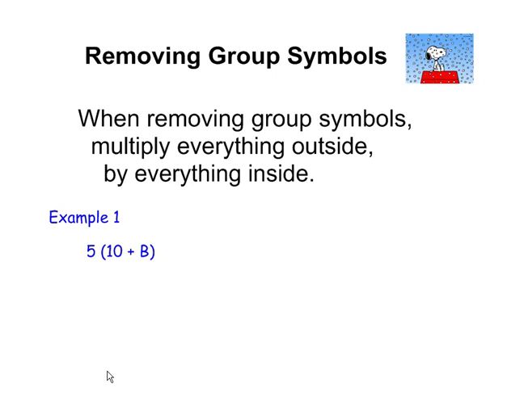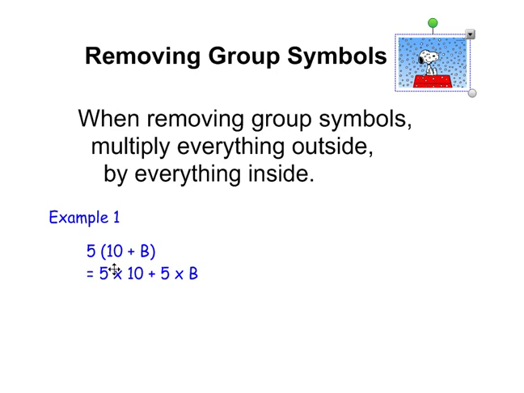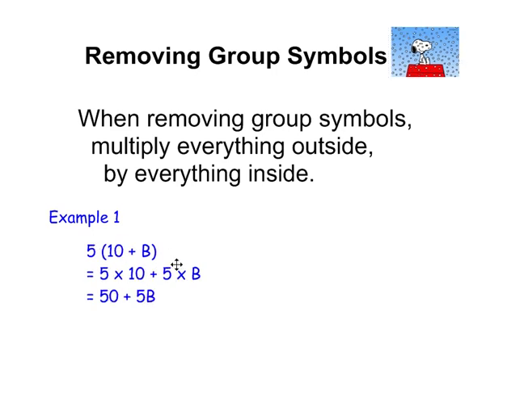So, removing grouping symbols. When removing grouping symbols, we always have to multiply everything that's outside by everything that's inside. So here's our little grouping symbols. So everything inside the grouping symbols by what's outside. So in example 1 we have 5 outside of 10 plus b. So obviously 5 times 10 and 5 times b. And that gives us 50 plus 5b. Now we can't do anything else. We can't collect like terms, so that's our answer.